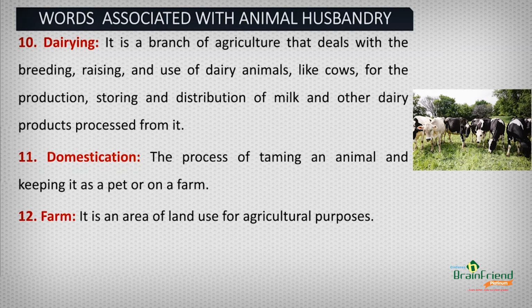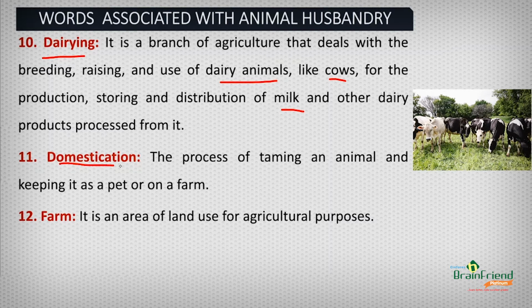Next, we have dairying. This is a branch of agriculture that deals with the breeding and use of dairy animals like cows for production, storing, and distribution of milk and other dairying products processed from it.